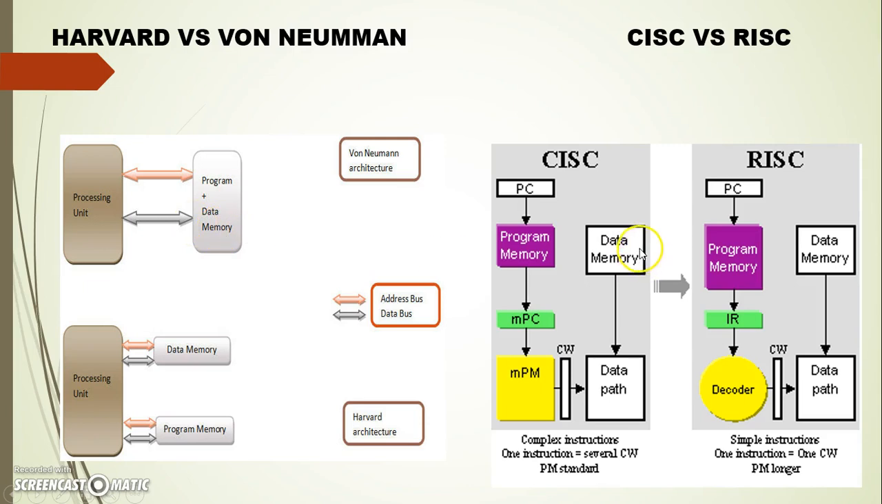CISC versus RISC is another major category used for differentiating between computer architectures. CISC stands for Complex Instruction Set Computer, and most of the instructions in a CISC processor are multi-cycle instructions, because reading the memory and updating the memory after the execution of the instruction are embedded in the execution of the instruction. Hence, most of the instructions are multi-cycle.